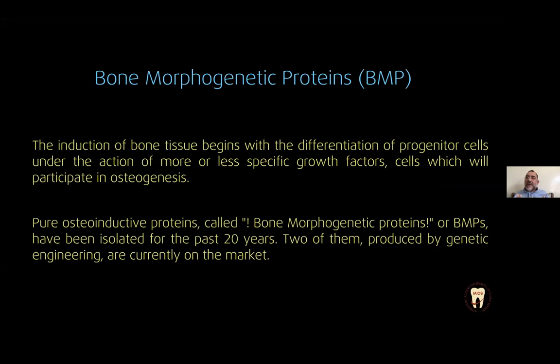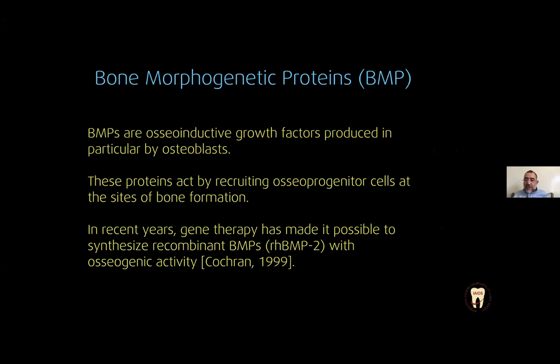Among the growth factors that we have in the bone, we can have this BMP protein. It induces bone tissue, the beginning of differentiation of progenitors under the action of more or less specific growth factors. This osteoinductive protein is BMP. We can have it on the market now from synthesized BMP. It's an osteoinductive growth factor produced in particular by osteoblasts. And this protein acts by recruiting osteoprogenitor cells at the seat of bone formation.